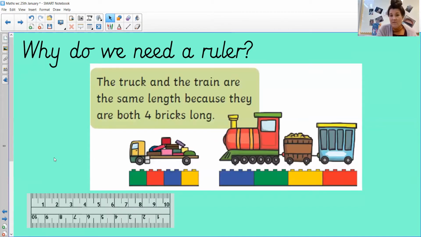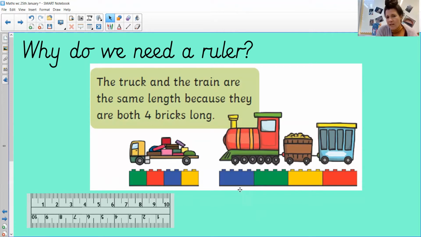Why do we need a ruler? Now, this picture is going to show us exactly why we need a ruler. Okay, so have a look at this picture. We've got a truck and we've got a train. And it says here they're the same length because they are both 4 bricks long. So let's have a look at the bricks that are underneath this truck. Let's count them. 1, 2, 3, 4. Okay, so there's 4 bricks there.